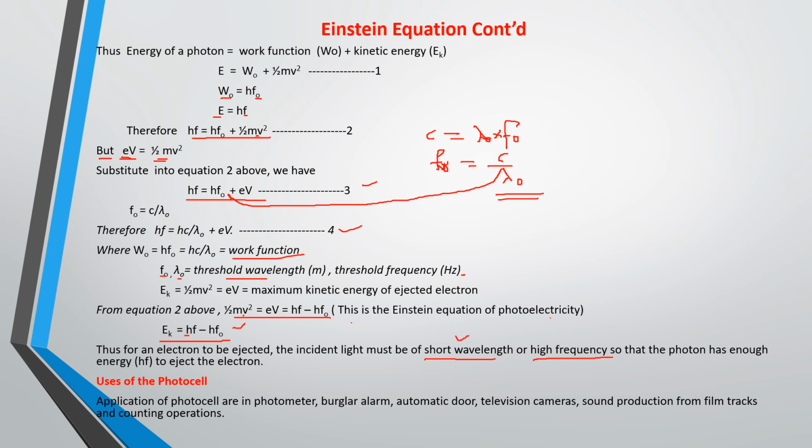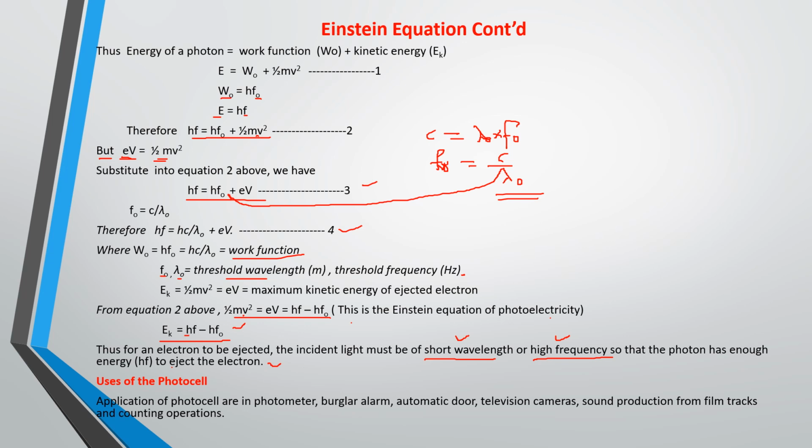These are JAMB questions, please. If you are preparing for JAMB, if I tell you to take note of this point, please note it down. These are JAMB questions. For an electron to be ejected from a metallic surface, the incident light must be of short wavelength but of high frequencies, so that the photon will have enough energy to eject the electron. So please take note of that.